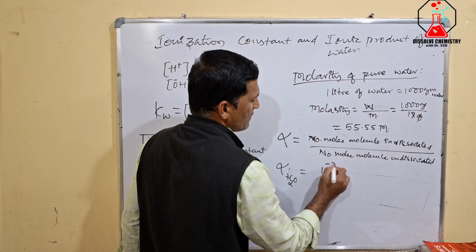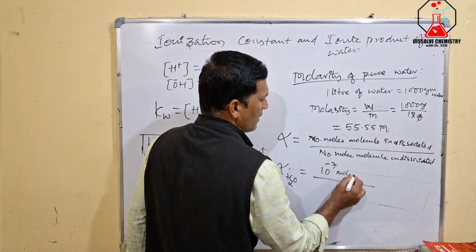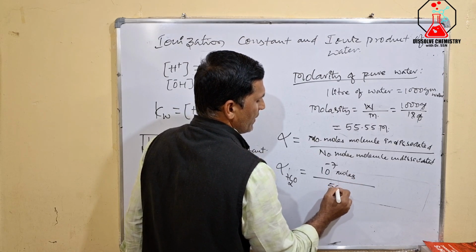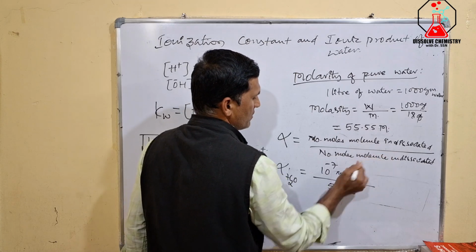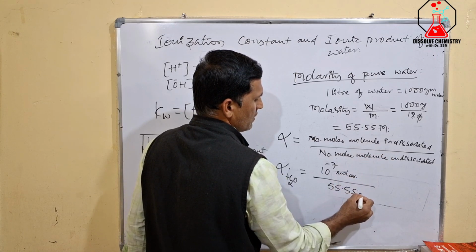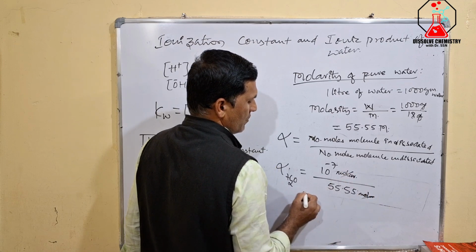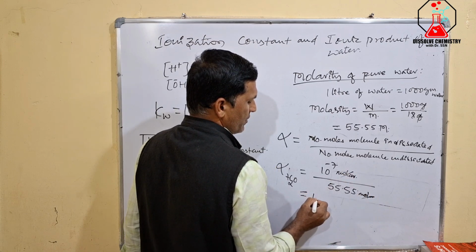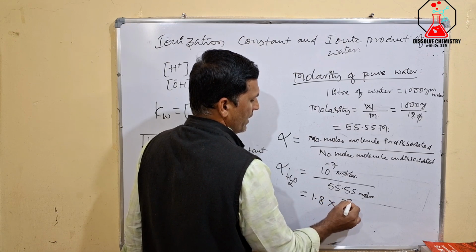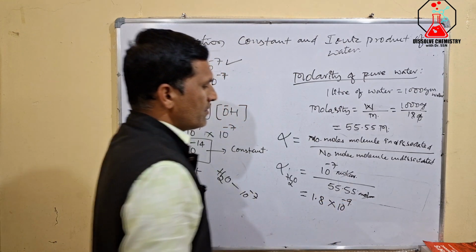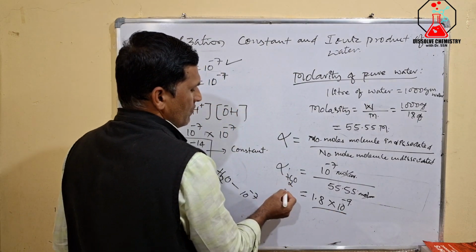10 to the power minus 7 moles of water is being dissociated and 55.55 moles, molar we can call this, and this is also molar. So therefore, what will it be? It is going to give 1.8 into 10 to the power minus 9. So that is the degree of dissociation of water.